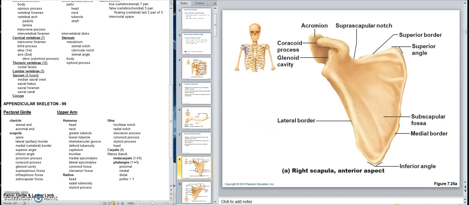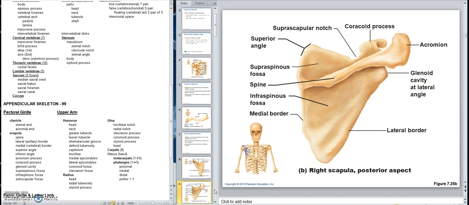All right, right here, this is the scapula. Okay, here's the spine of the scapula. Let me go to this side, posterior. That's the spine. You can feel it in your back there. That's the lateral border, medial border, superior angle. That's it right there. You see that? Inferior angle. Okay. What else? Acromial process right there. Acromial process. Coracoid process right there.